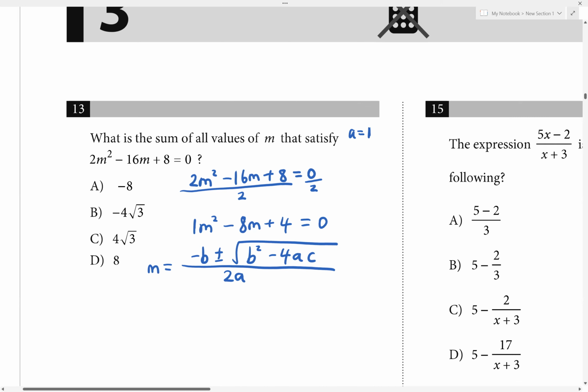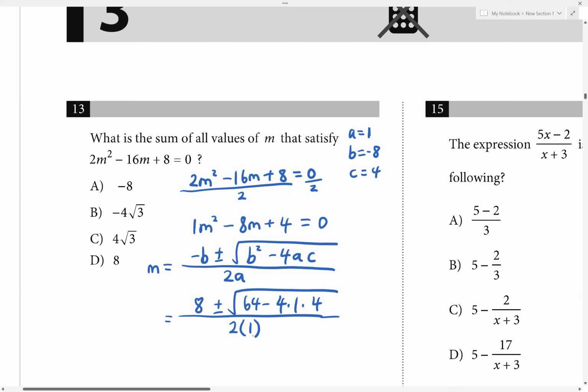The b term is the number in front of the variable, the linear term, so that's negative 8. The last, c, is the constant term at the end, so it's 4. Let's plug it in. Negative b is negative negative 8, which is positive 8. Plus or minus the square root of b squared, which is 64, minus 4 times 1 times c, which is 4, and divide by 2 times a, which is 1.